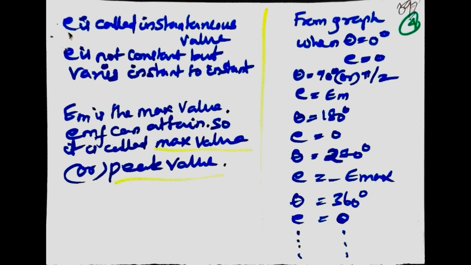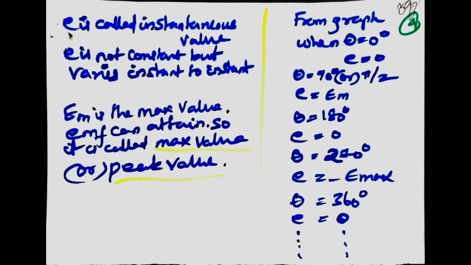Em is the maximum value EMF can attain, so it is called the maximum value or peak value. From the graph, when theta is 0 degree, e is 0. Apply e is Em sine theta. Theta is 90 degree or pi by 2, e is capital Em.